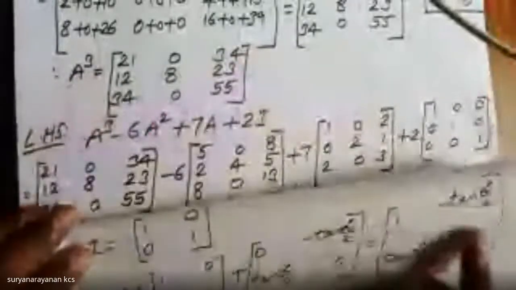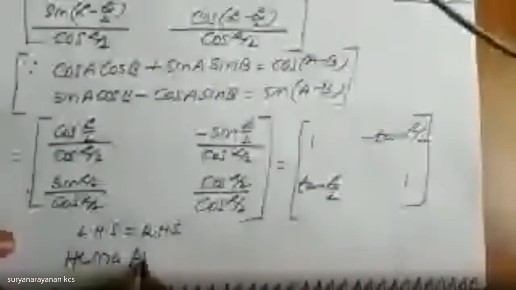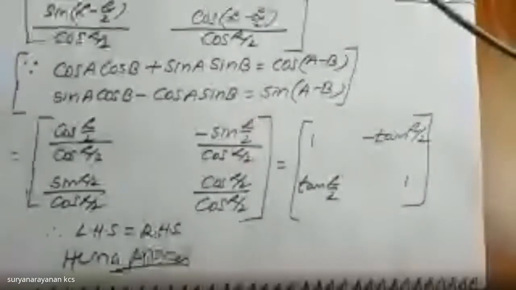This is RHS. Previously, what is LHS? We got the previous step, the same: 1 minus tan alpha by 2, tan alpha by 2, 1. Here RHS also we got the same. We got the result. Therefore, LHS is equal to RHS, has proved. Okay, my children.